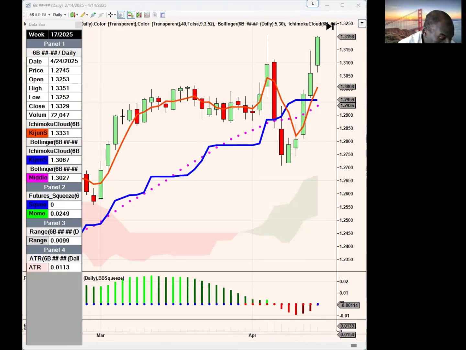So what's 1,000 divided by 160.62? Type it in. 1,000 divided by 160.62 equals 6.22, or 6 contracts. So if we want to risk $1,000 on this trade, we would buy six contracts.